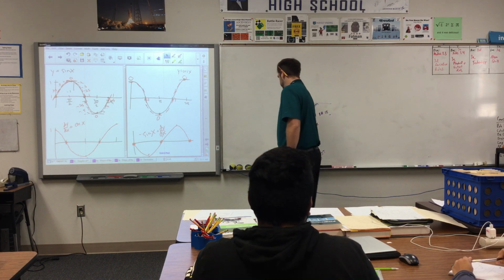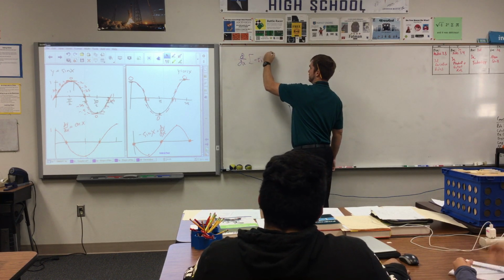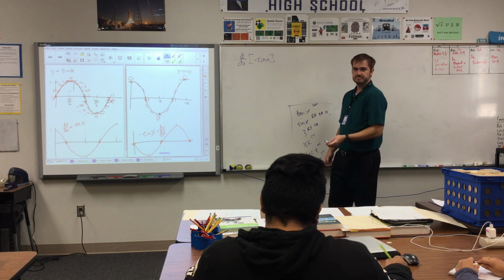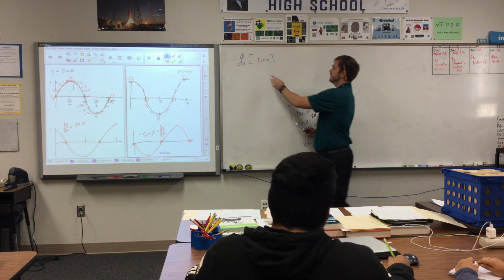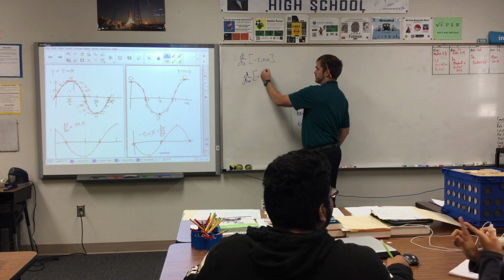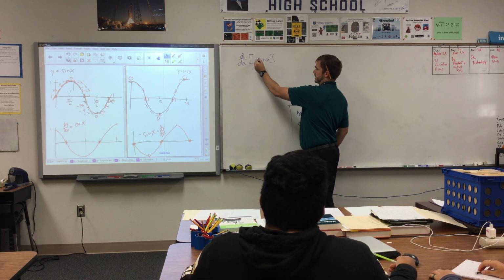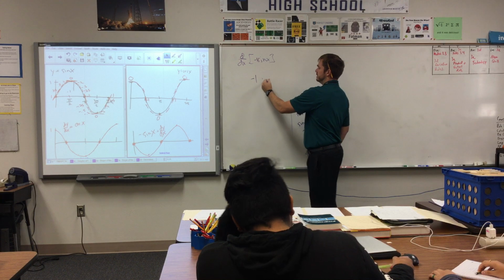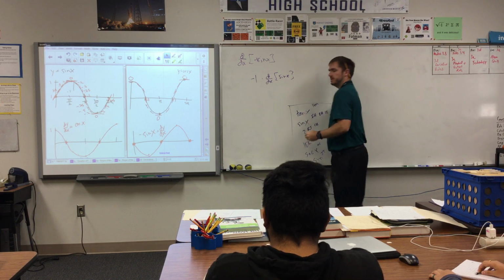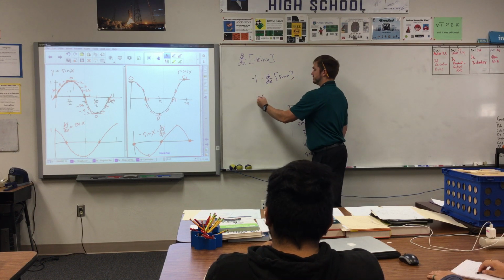Good question. Wouldn't it just be cosine? Well, no. The derivative of negative sine is the derivative of negative 1 times sine. It's just a constant multiple: negative 1 times the derivative of sine. What's the derivative of sine? Cosine. So it's negative cosine.